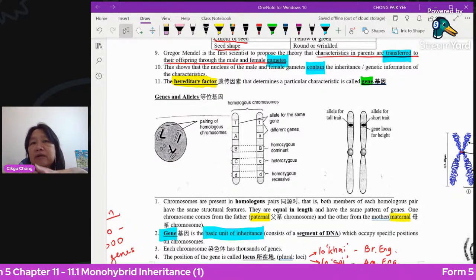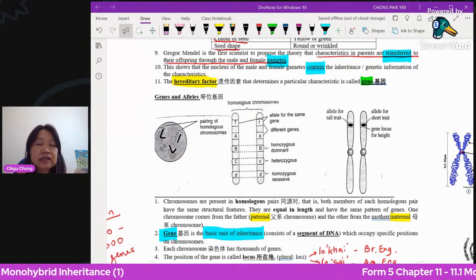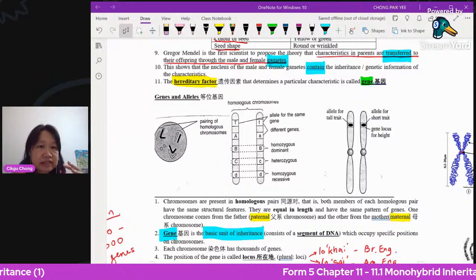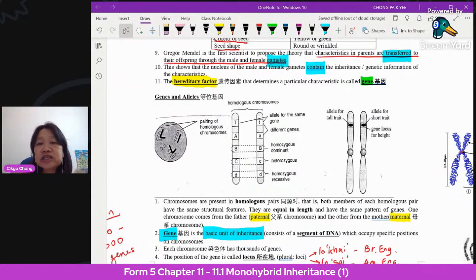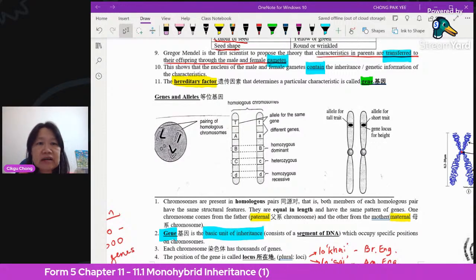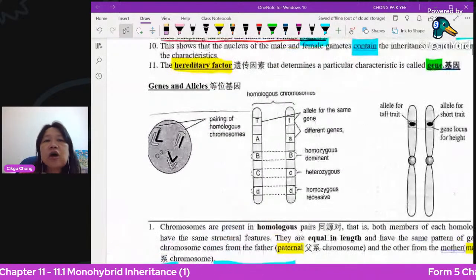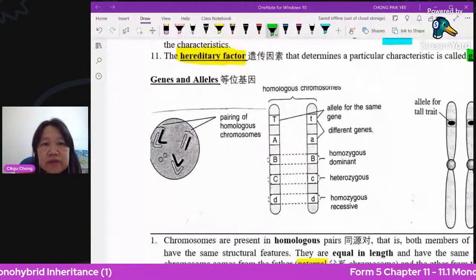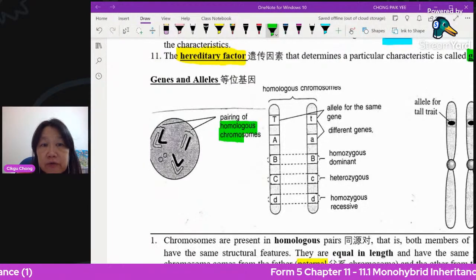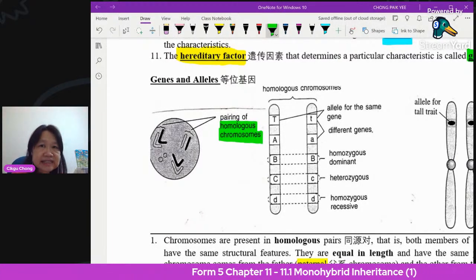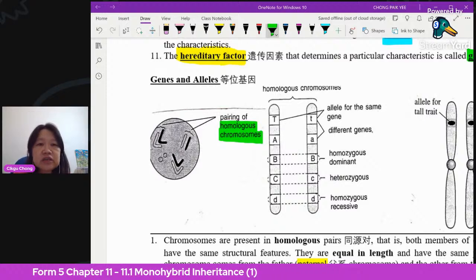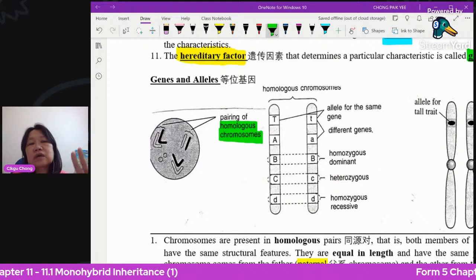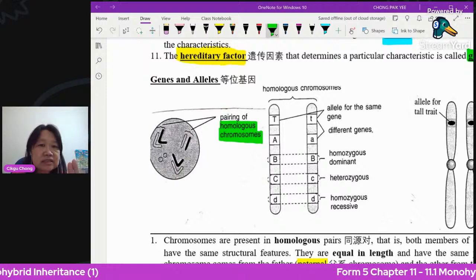Now let's come to the present. Scientists have discovered that these genes actually exist in the chromosomes. Now let's look at this. You have learned homologous chromosomes before, when you did your Form 4 Chapter 6, which is cell division. When you learn about chromosomes, they come in pairs.